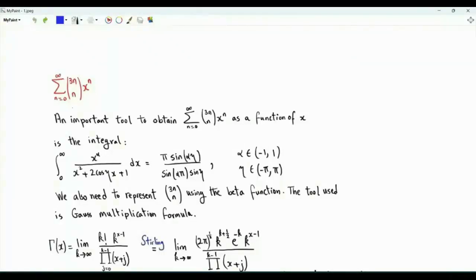Bismillah ar-Rahman ar-Rahim. The topic of this video is the generating function of the binomial coefficient 3n choose n. We are interested in this sum, n from 0 to infinity, 3n choose n, x to the n. We obtain this sum using this integral here.